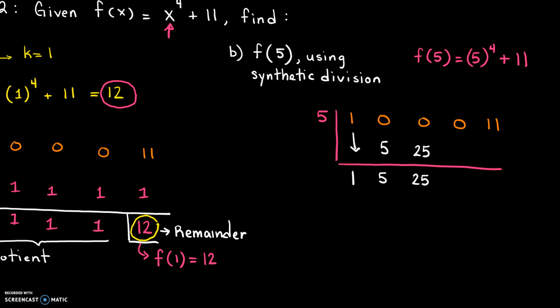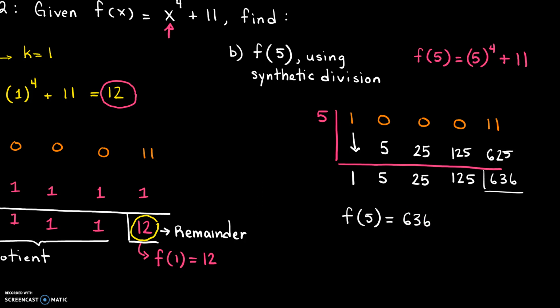25 times 5. Let me just get out a calculator to make sure that I don't make any silly mistakes, but I'm pretty confident in saying that this is 125. Here I'm going to have 125. 125 times 5, we end up with 625, and then 625 plus 11 is 636. Just remember this is your remainder. It is safe to say that f of 5 is therefore equal to your remainder, which is 636.